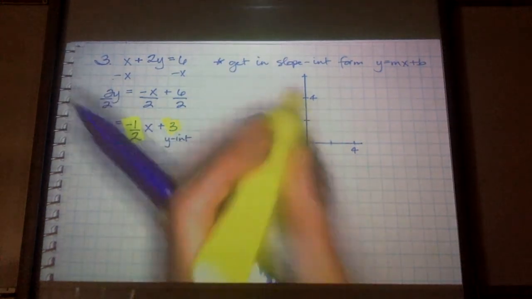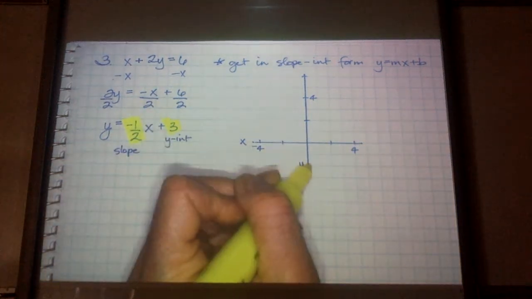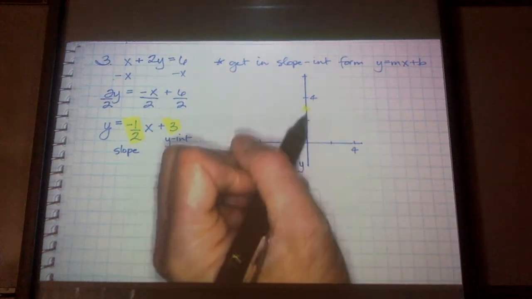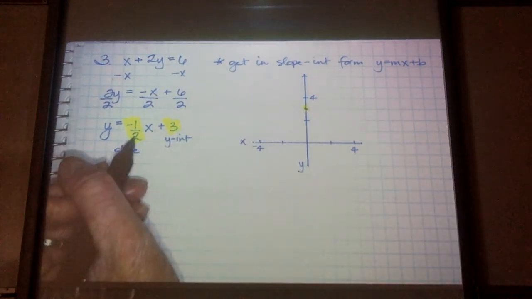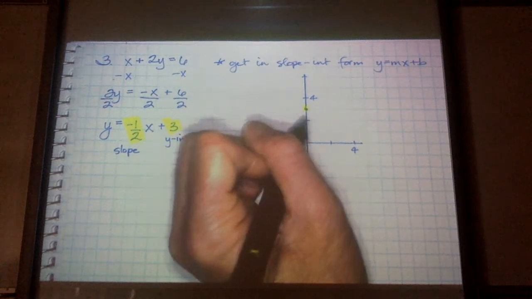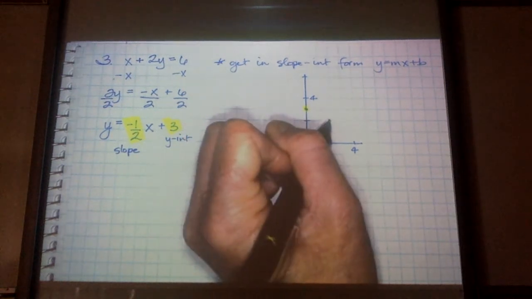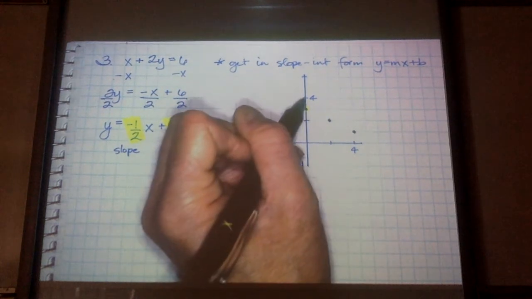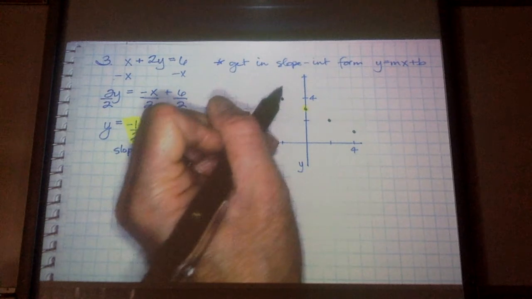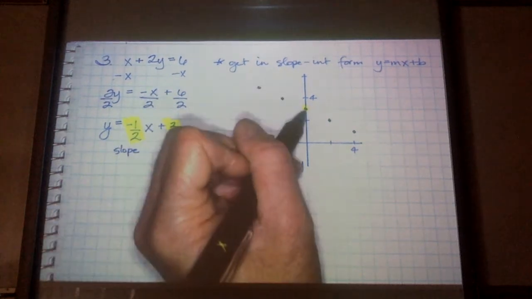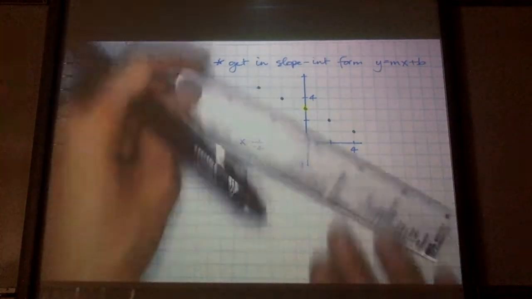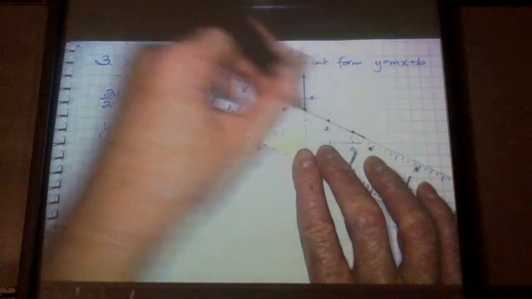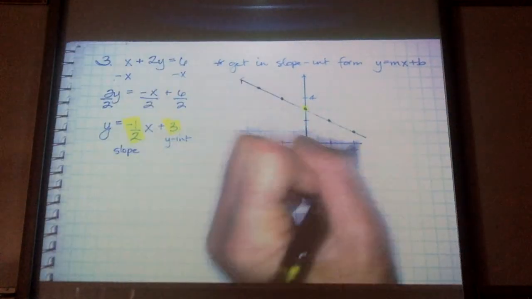So again, I'm going to start with my y-intercept. So on the y-axis, positive 3. Starting from my y-axis, this is negative, so I'm going to go down 1 over 2. Going back to the y-intercept, up 1 and to the left 2. It's a negative slope, so I'm headed towards the negatives. So that should be my line. And arrows at the ends, please.